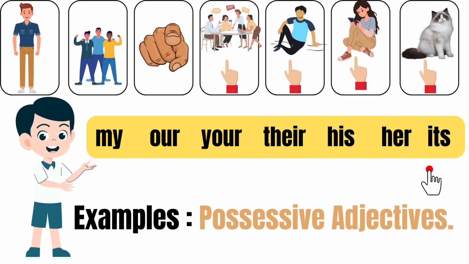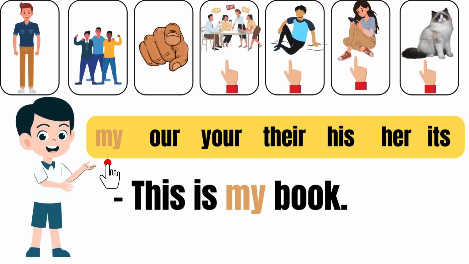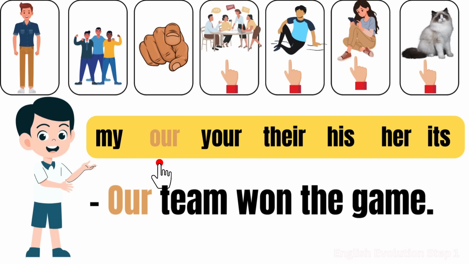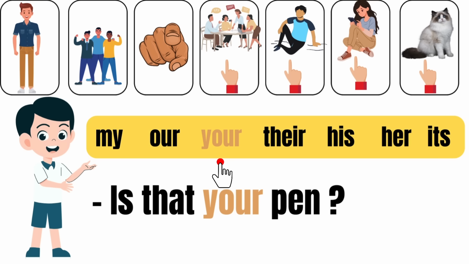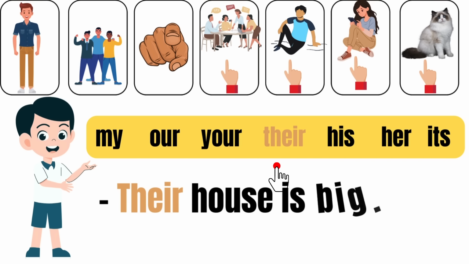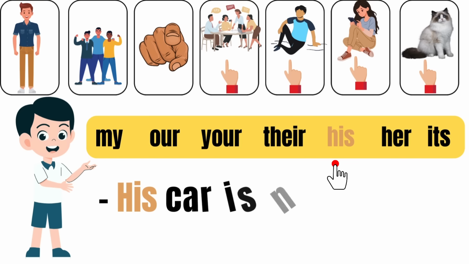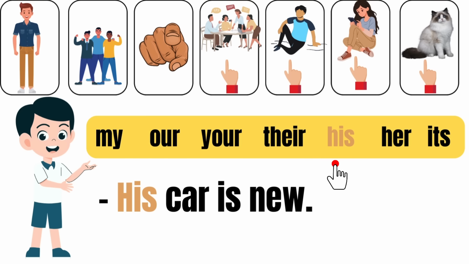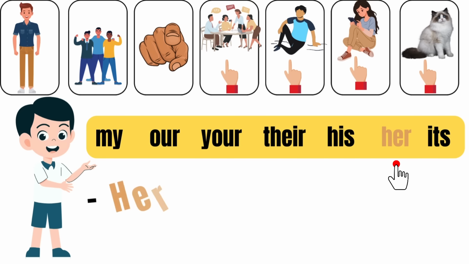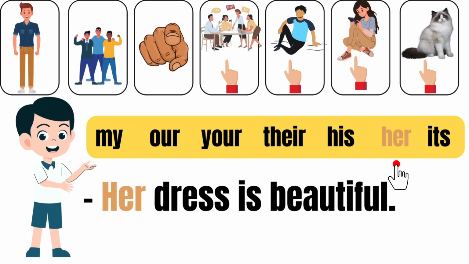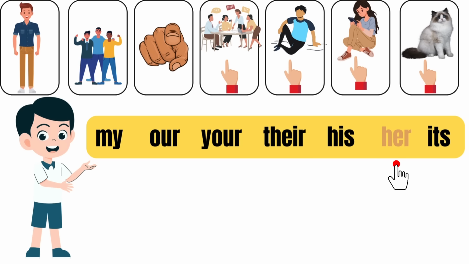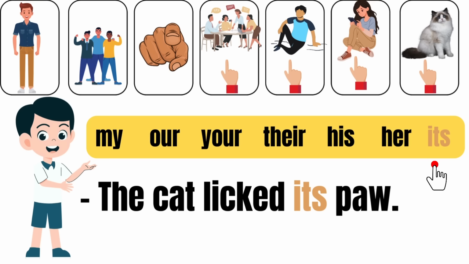Possessive adjectives with examples. This is my book. Our team won the game. Is that your pen? Their house is big. His car is new. Her dress is beautiful. The cat licked its paw.